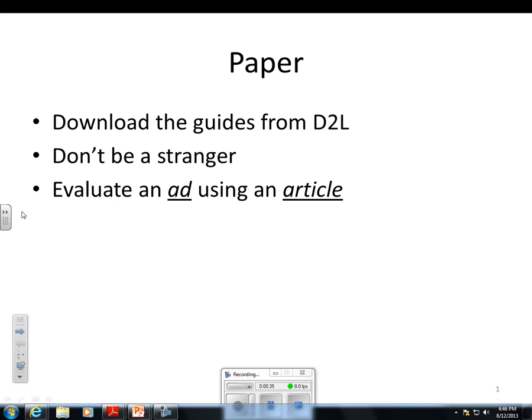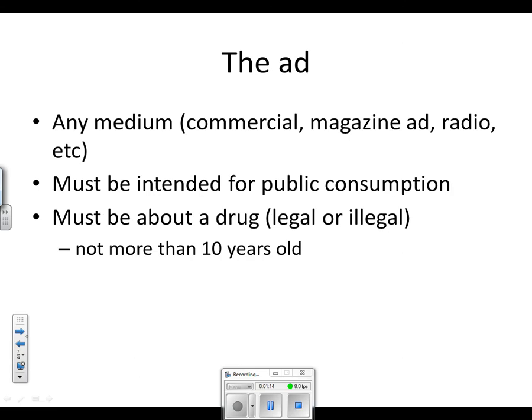The other thing, as I say, is don't be a stranger. Stay in touch with me. Send me emails, bounce ideas off of me, show me some advertisements that you find. Because this paper might be a little different than some other papers that you've done for other classes. Basically, it's not a long paper, but the purpose is to briefly evaluate an advertisement about a drug using an article, an actual scientific article. Some people, not everybody, may not have actually looked at a real scientific, what we call primary source, peer-reviewed journal article before. So that's what we're going to do with this. That's the main point of the paper.